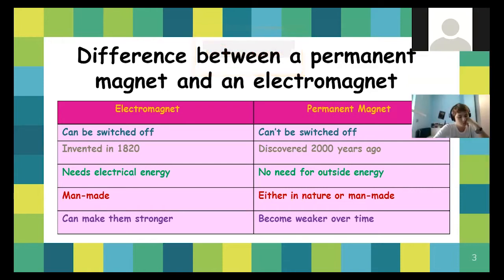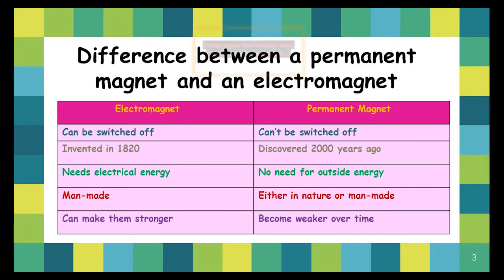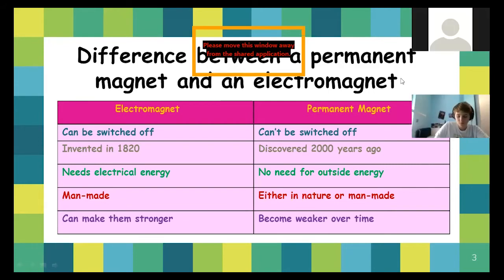A permanent magnet cannot be switched off because it is permanent and has those magnetic properties for a very long time. While an electromagnet, seeing as it requires electricity, we can turn off the source of electricity and it will no longer hold the magnetic properties. Good.